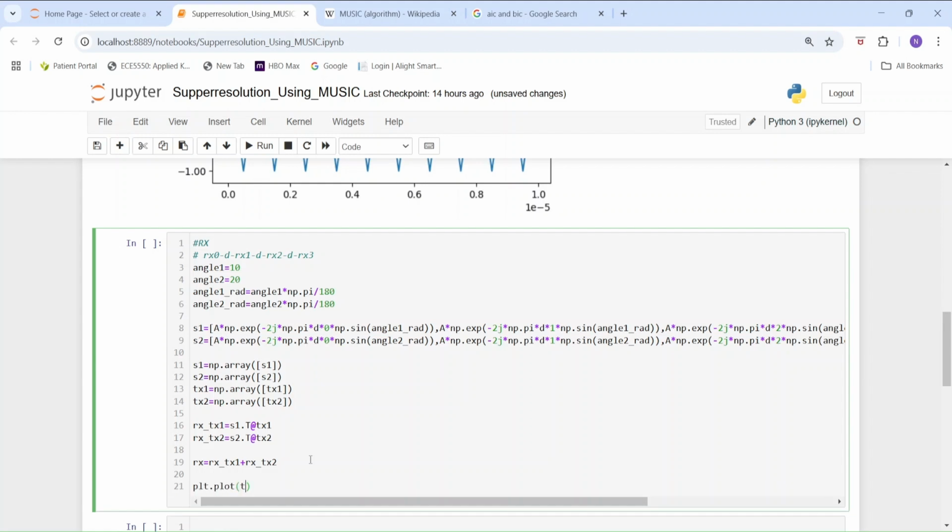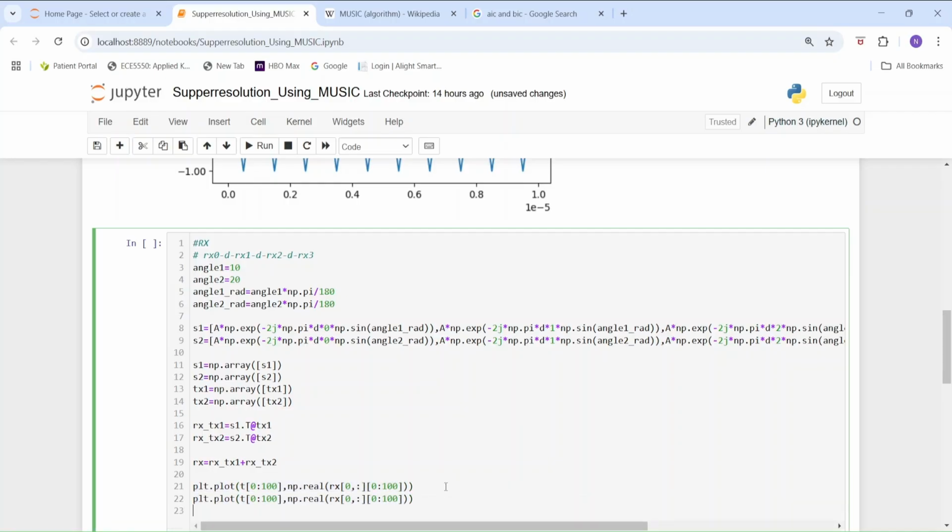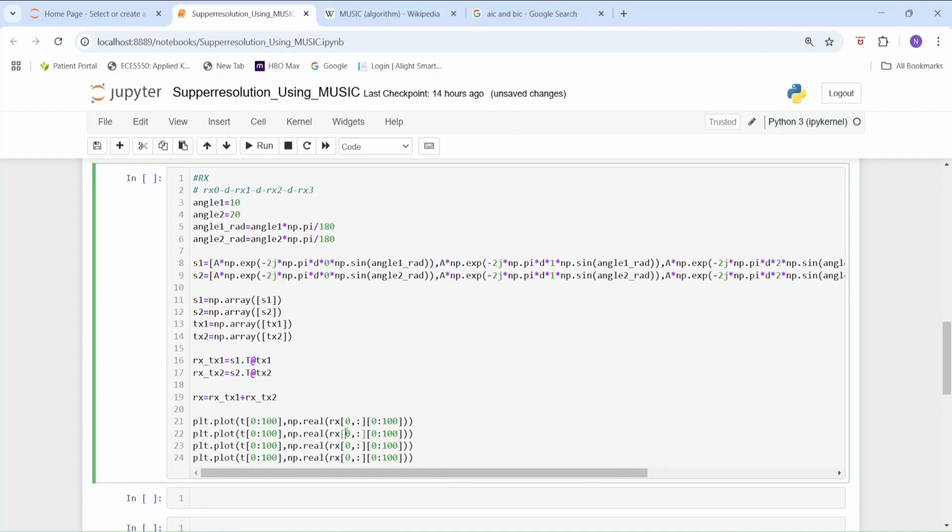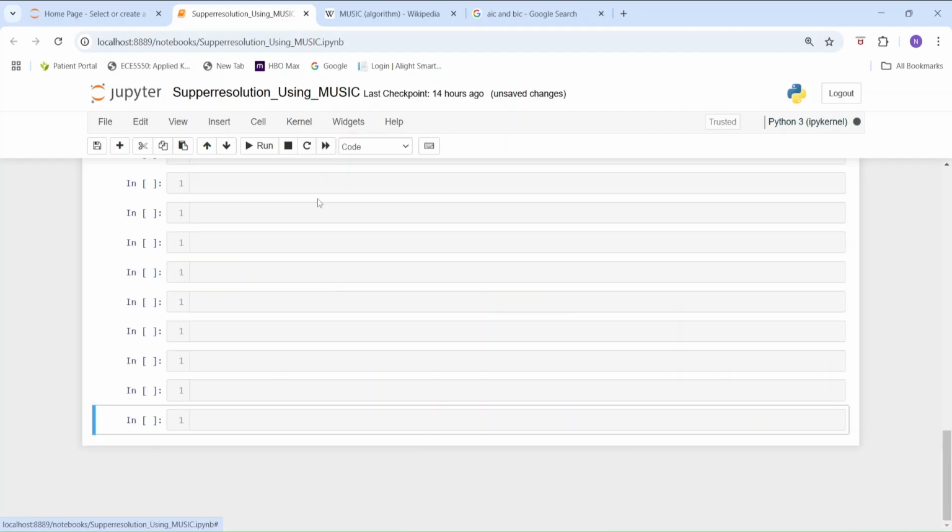plt.plot, and then we have the time vector, plotting the first 100 samples, and then np.real, taking the real value of this receive signal. Okay, and this is, let's say, the first element, 100 samples of the first element. Let's copy and paste it 3 more times, because we want to see the other 3 components as well. So this is the second component, third, and fourth. Let's plot it out.